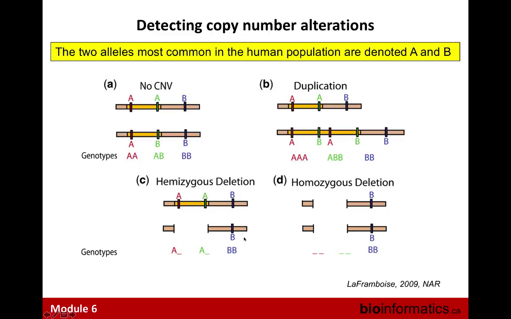A hemizygous deletion, where you just have deletion of one copy, would take us from AA to a single A and from AB to a single A, because we've deleted this B allele here. And when we have a homozygous deletion, we just don't see any evidence for these two alleles. So this idea that the two alleles most common in the human population are denoted A and B is initially very confusing for many people.